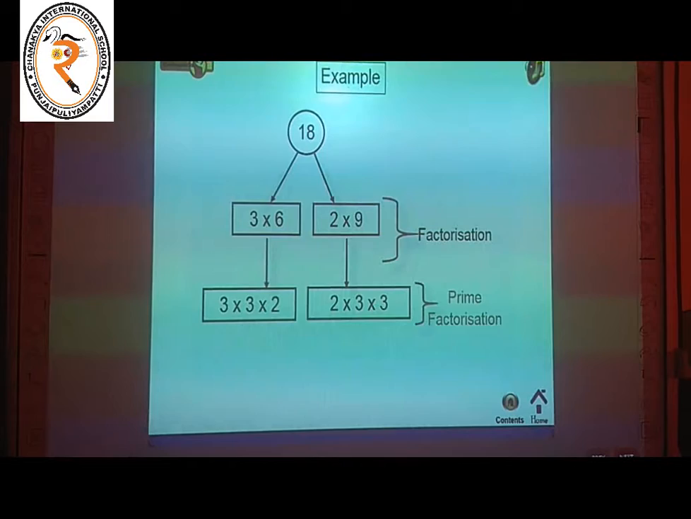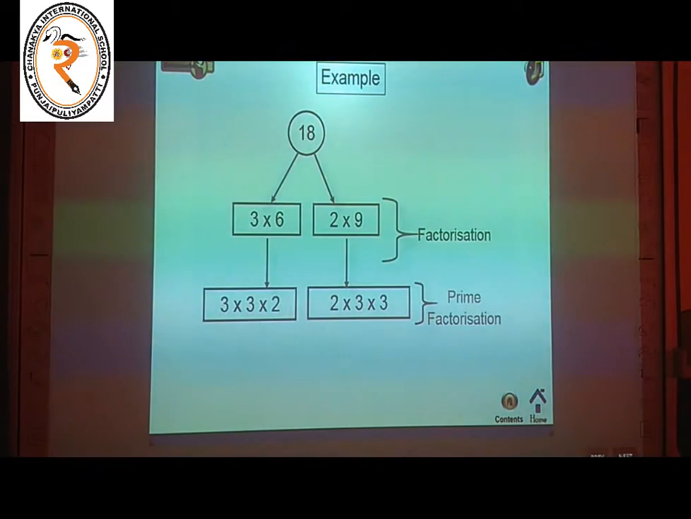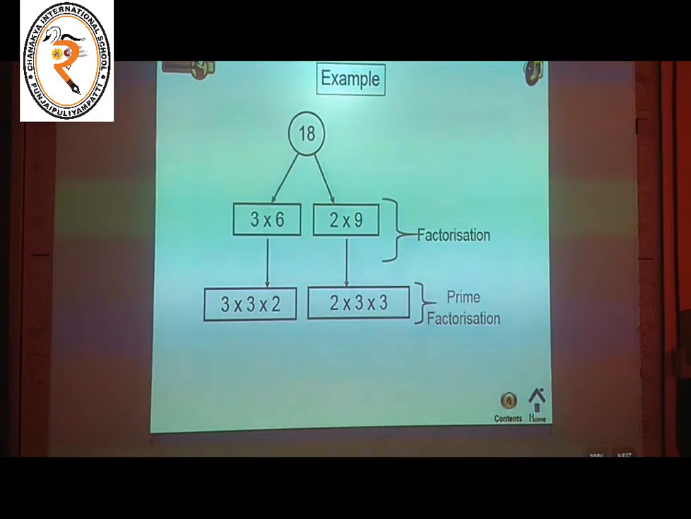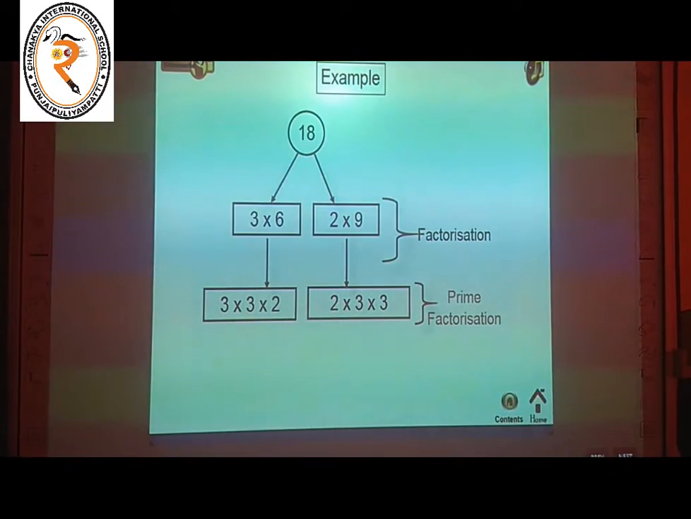Prime numbers are 2, 3, 5, 7, etc. Here the prime factorization of 18 is equal to 3 into 3 into 2. That is called the prime factorization of 18. And the next one, 2 into 3 into 3, is also a prime factorization of 18, because 2 and 3 are prime numbers.